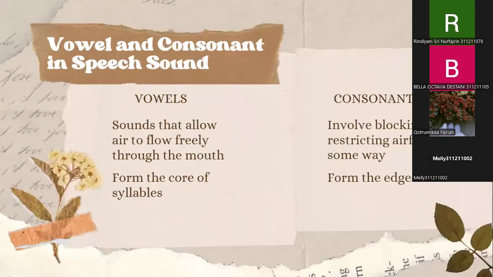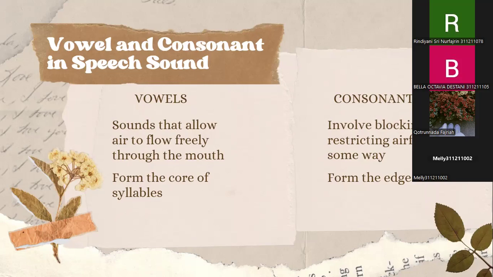Next, we are going to talk about vowels and consonants. Vowels are sounds that allow air to flow freely through the mouth, like the ah sound. Consonants such as s and d involve blocking or restricting airflow in some way. Vowels are different from consonants because they are produced without blocking airflow and usually form the core of syllables, while consonants are at the edges. One way to tell vowels and consonants apart is by looking at where they appear in words.